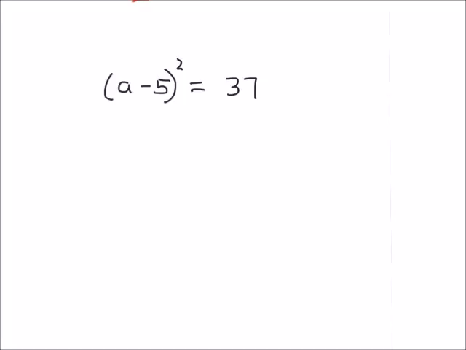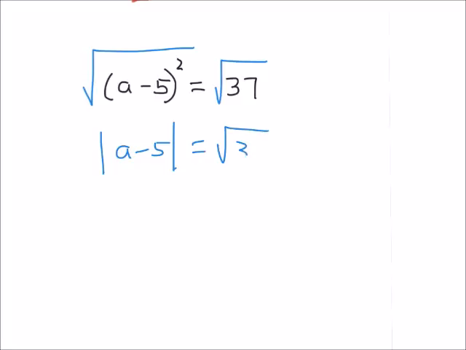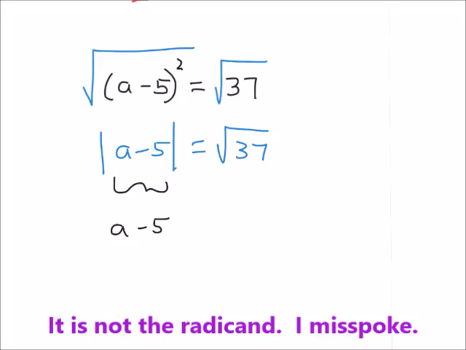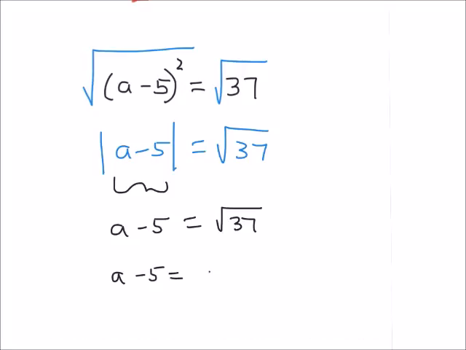Let's try this one. It's the same kind of situation. We have a square on our a, and so we want to undo that square by taking the square root. And whatever we do to one side, we do to the other. So the square root of a minus 5 squared is equal to the absolute value of a minus 5, and that's going to equal the square root of 37, because it's not a perfect square. Now we have to deal with figuring out the a, and in order to do that, we pull the inside out of the absolute value. So we have a minus 5 equals the positive of the evaluated value, and we also say a minus 5 equals the negative of the evaluated value. And so now we can solve both of these.